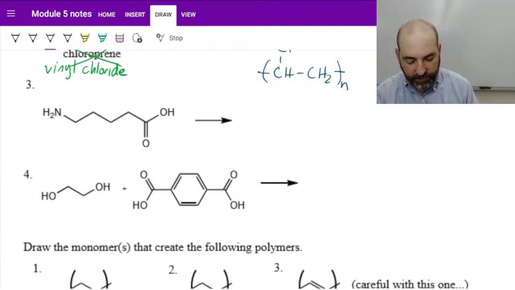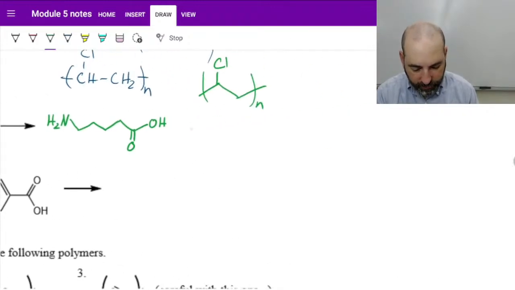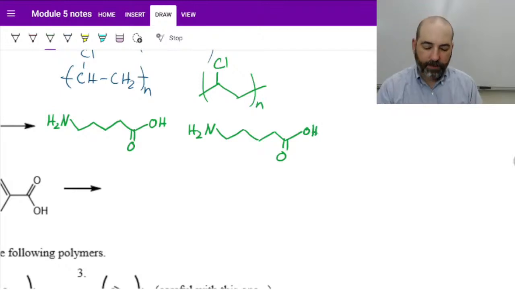So let's do that. So we're going to redraw this molecule. And then we'll draw another one right next to it. Okay, now to connect these, we want to do that condensation process.